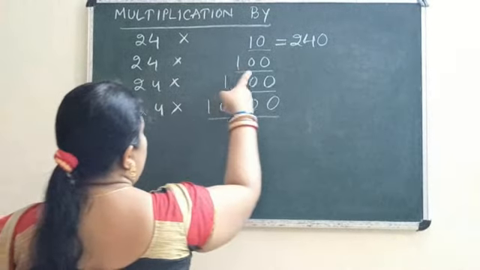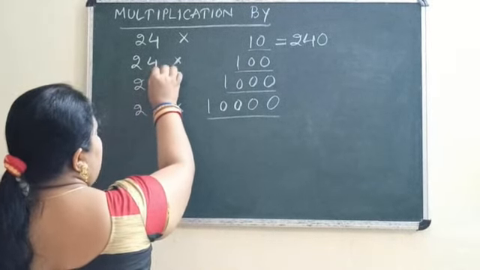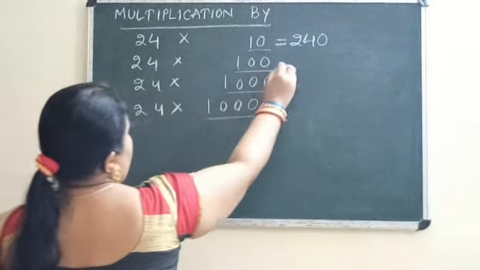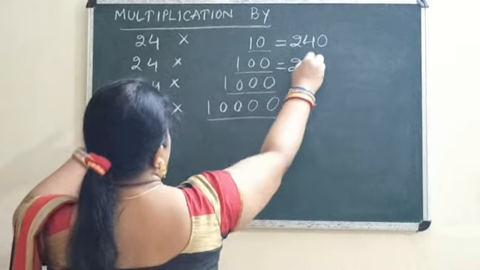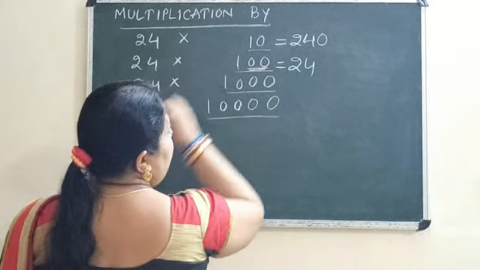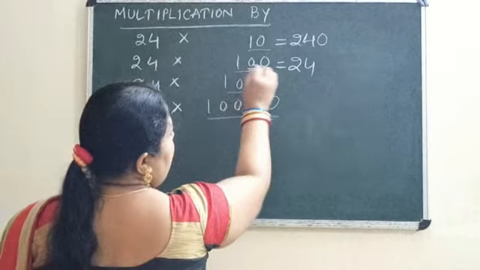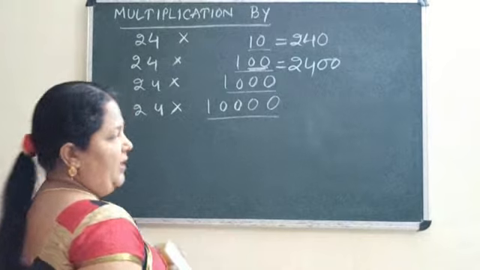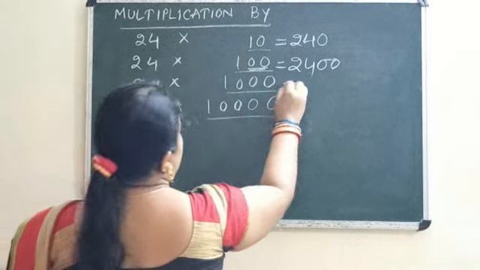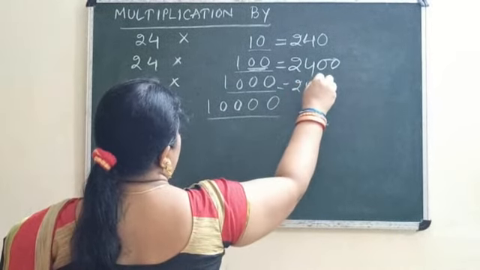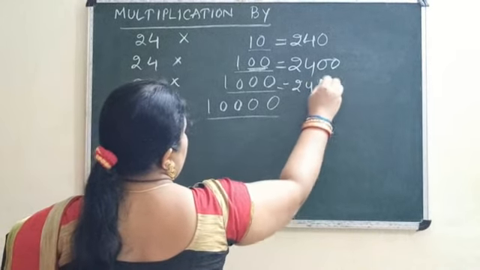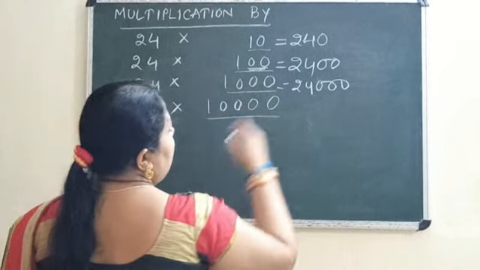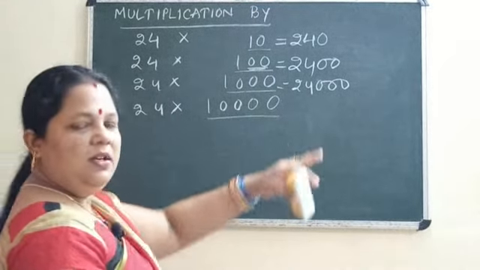Clear? If you are multiplying by 100, here 24 is your multiplicand, and this one is your multiplier. So what to do here? Write the number. Number is 24, and how many zeros are we multiplying here? In 100 how many zeros? 2 zeros. So followed by 2 zeros, the answer is 2400. If we are multiplying by 1000, write the number 24 followed by 3 zeros, because in 1000 3 zeros are there. So simply you add these zeros to the number.